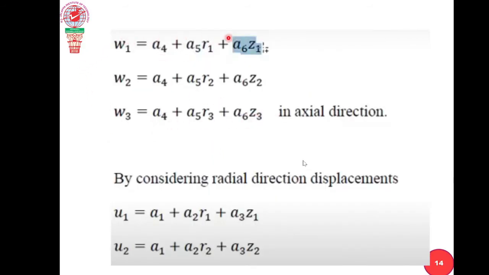Correct now? Clear? Hello? This is along the axial direction. Is it clear? Hello?